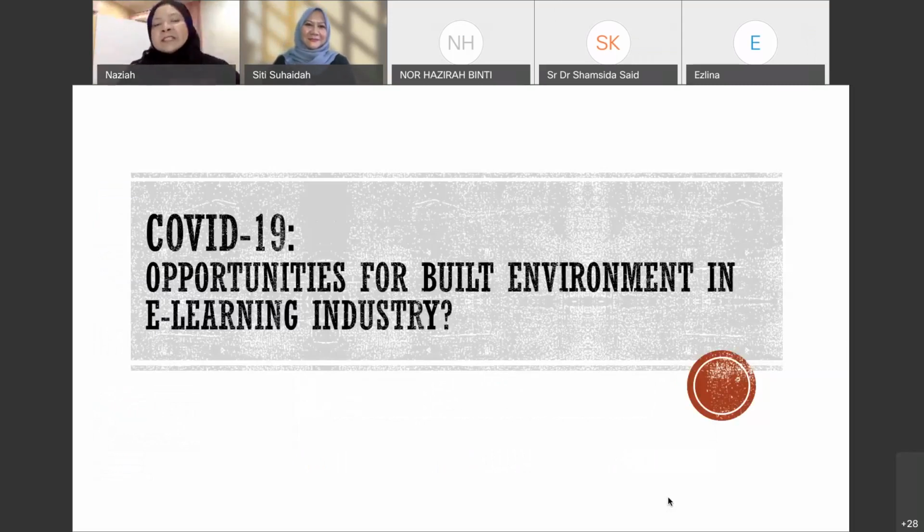So COVID-19 started as a horror, a nightmare to the industries, and even to the educational industry. But somehow we can change this into a kind of opportunity, especially for the university, since we have adopted learning through ODL. So I believe that learning for the built environment can be pursued if we change our methods a little bit.